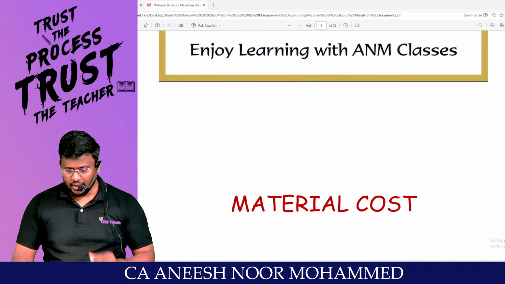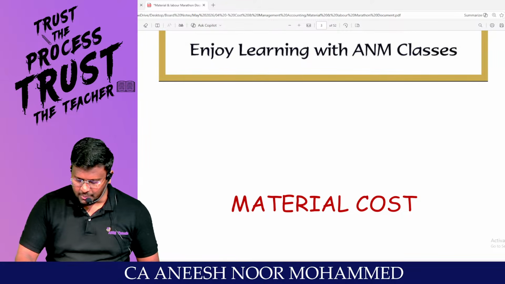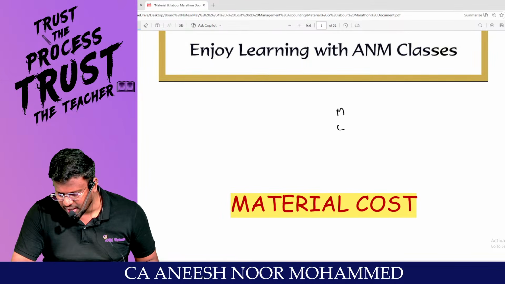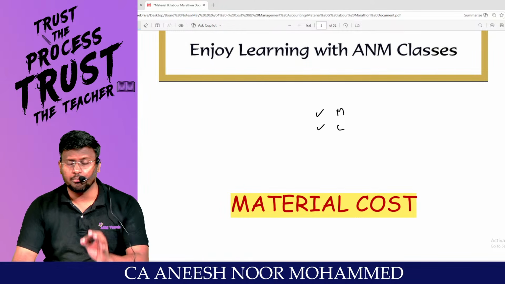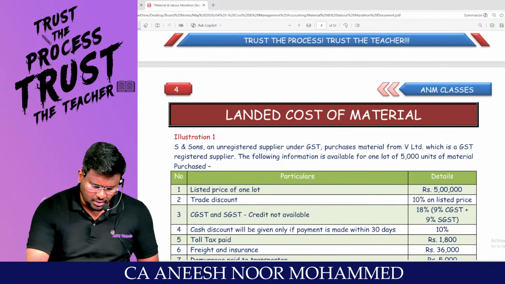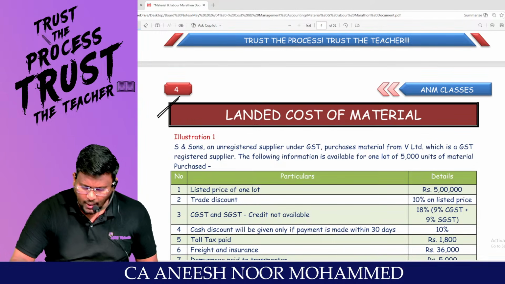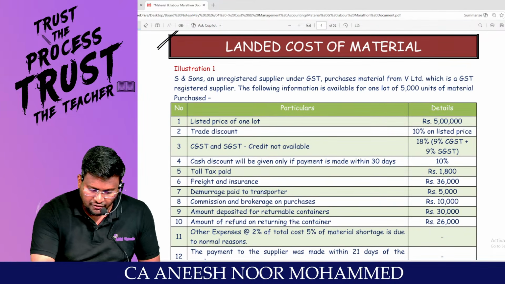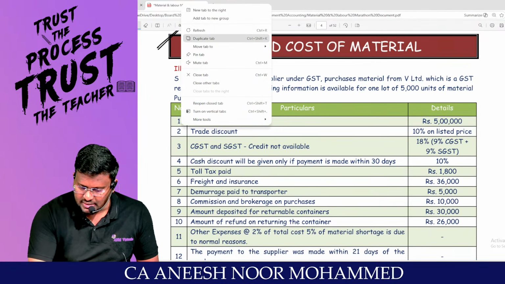So very happy evening to all my dear lovable students. For our examination, chapters material and labor are very important chapters. In the first chapter, material, one of the questions we can get is the landed cost of material. This may be a 5 mark question which may come in the exam.